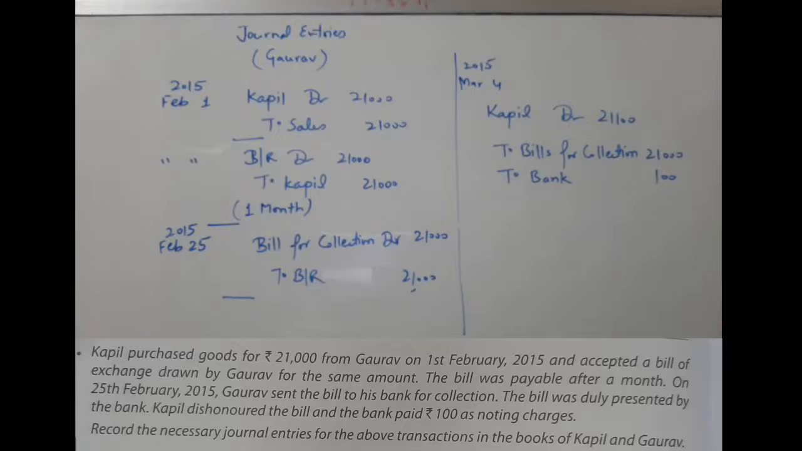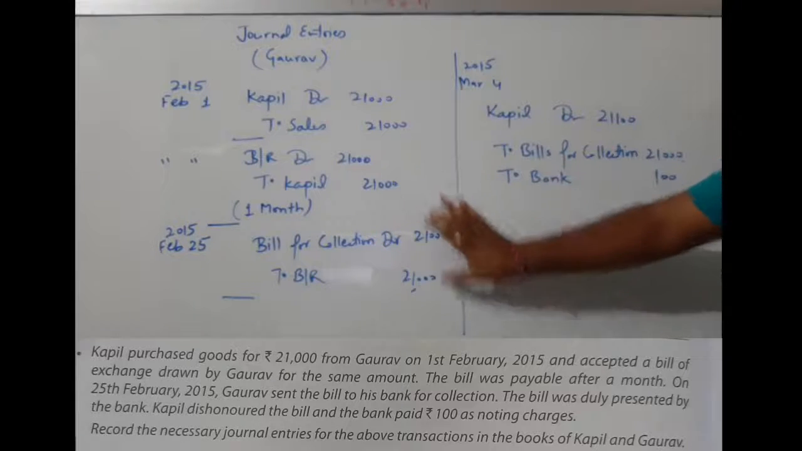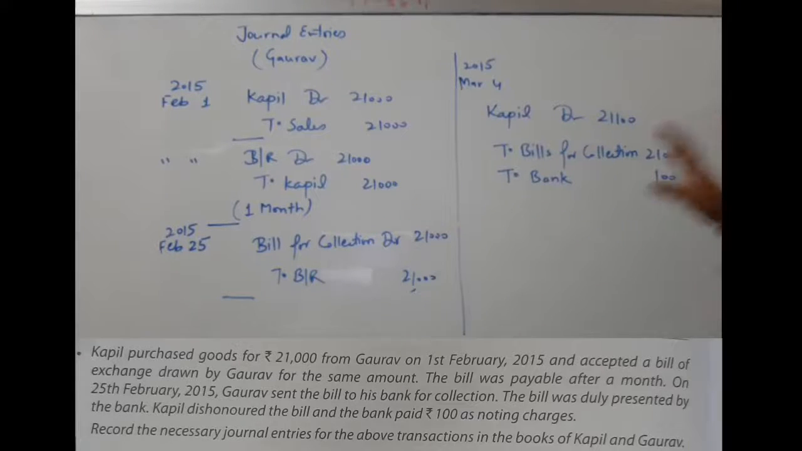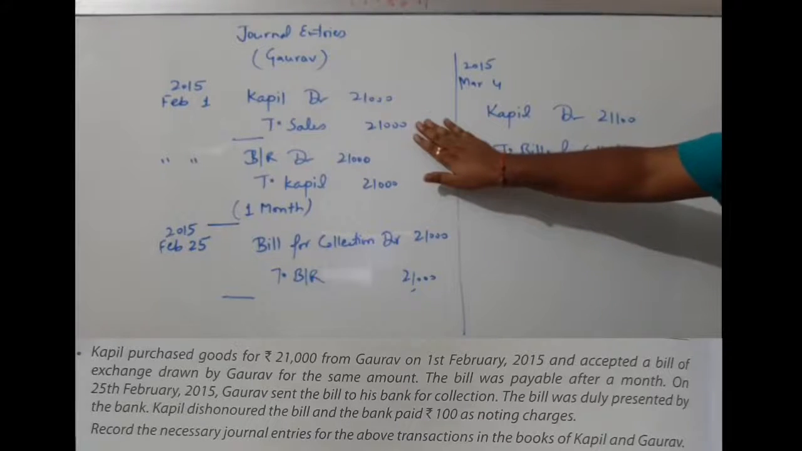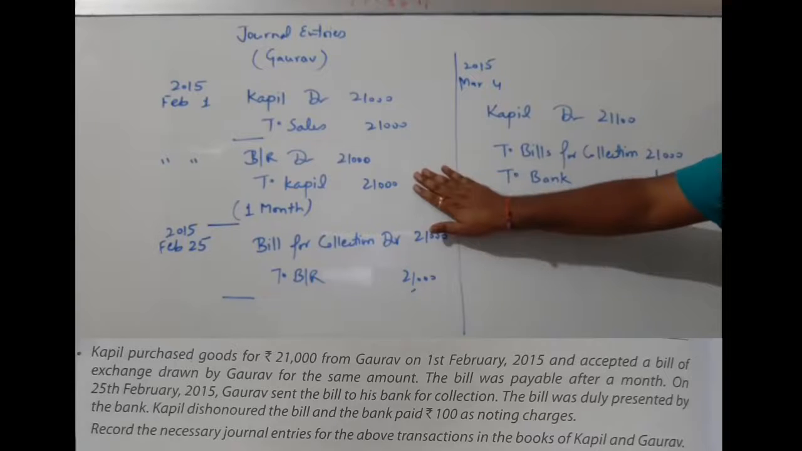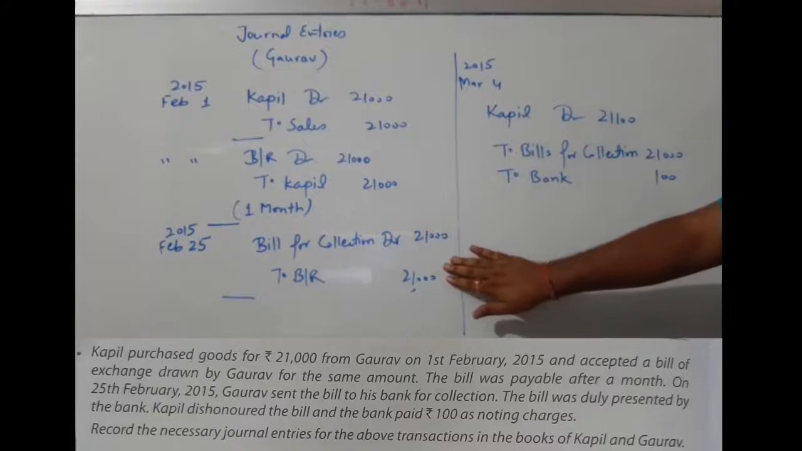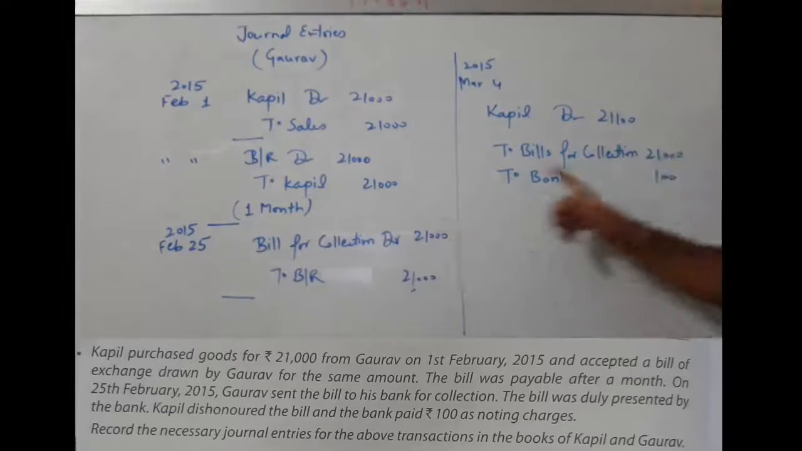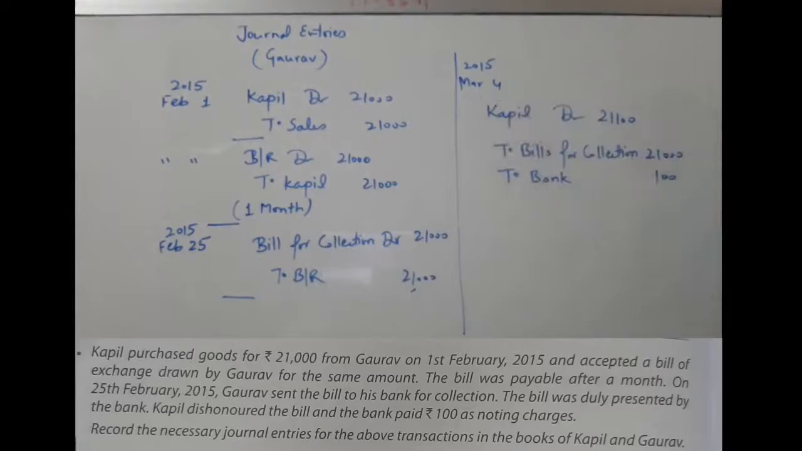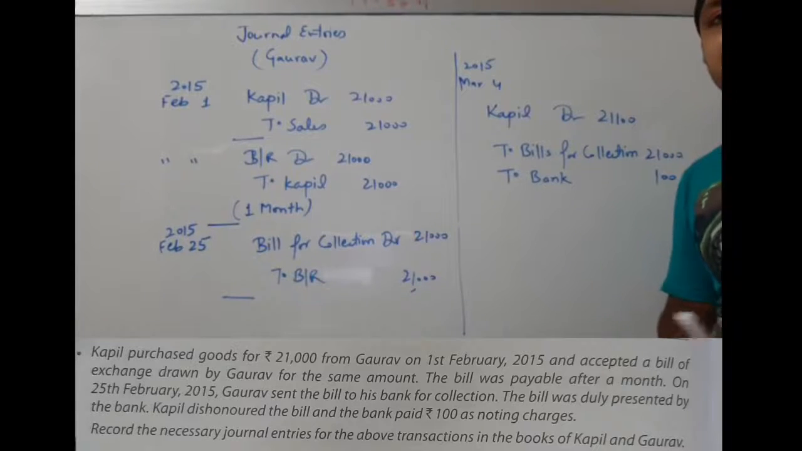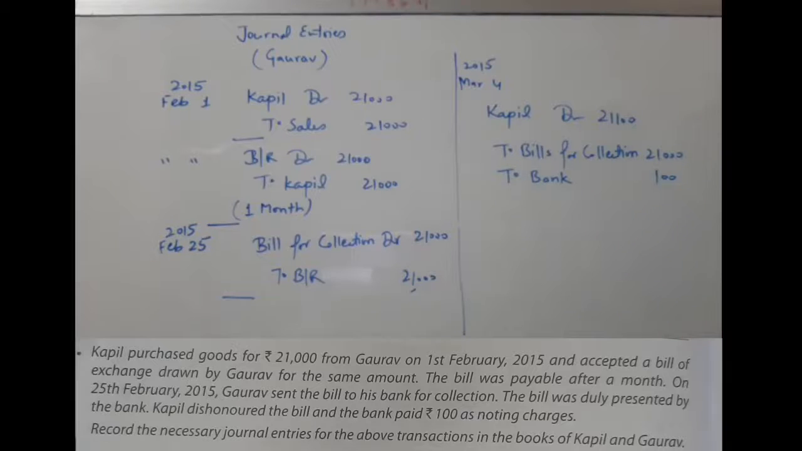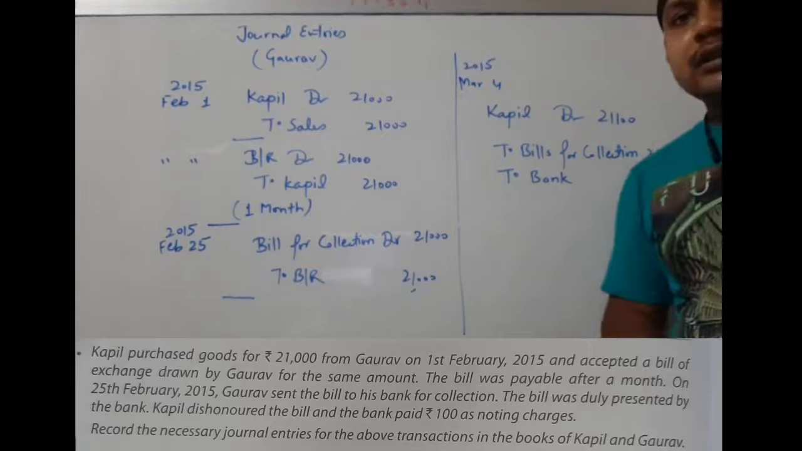So these are the 4 entries, the first entry, second entry, third entry and fourth entry which are passed in the books of Gaurav. Because first of all, Gaurav sold the goods to the couple, thereafter received the bill from the couple on their credit transaction. Thereafter, he sent the bill to bank for collection on February 25, and thereafter on the due date, March 4, 2014, he sees that the couple dishonored the bill.